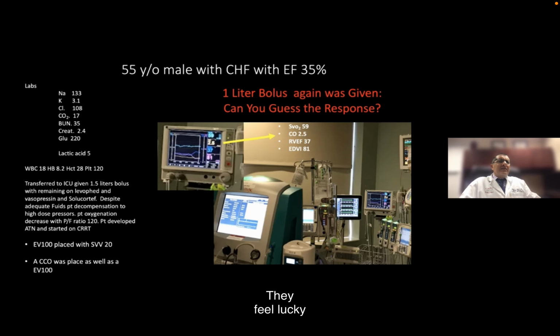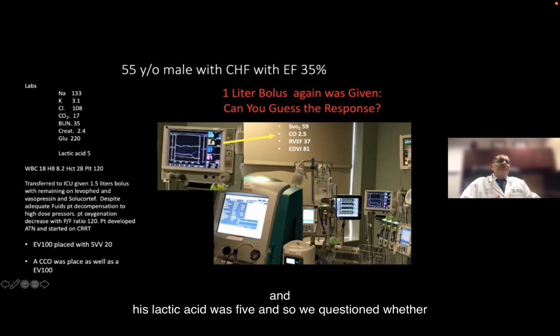If you look, he basically came in and his sodium was low, his bicarb was 17, his creatinine was 2.4, which his normal was like 1.2, and his lactic acid was 5. And so we questioned whether this was cardiogenic shock or not. If you look over here, we had placed an arterial waveform in the ED, and it really wasn't giving us great information. Its SVV was 20, right? And its cardiac output was actually about 7.5.